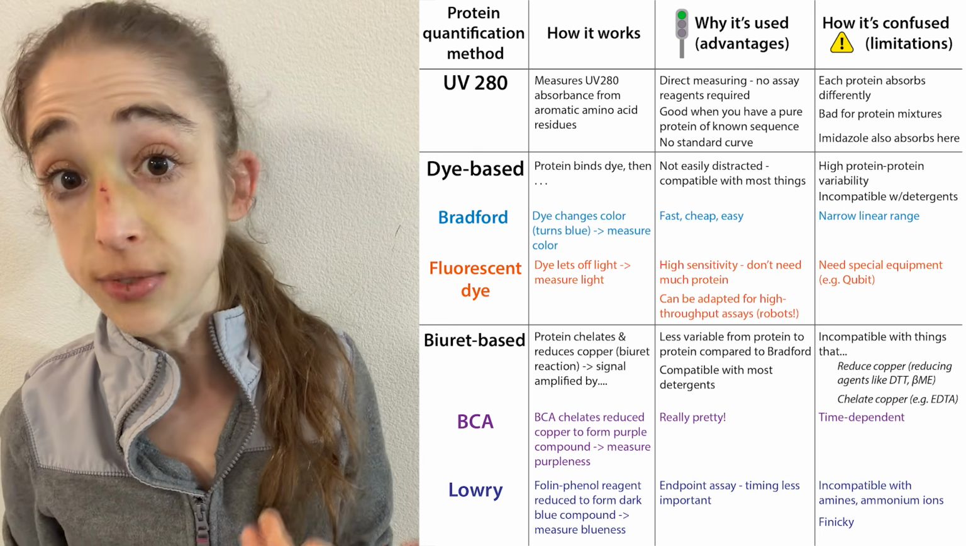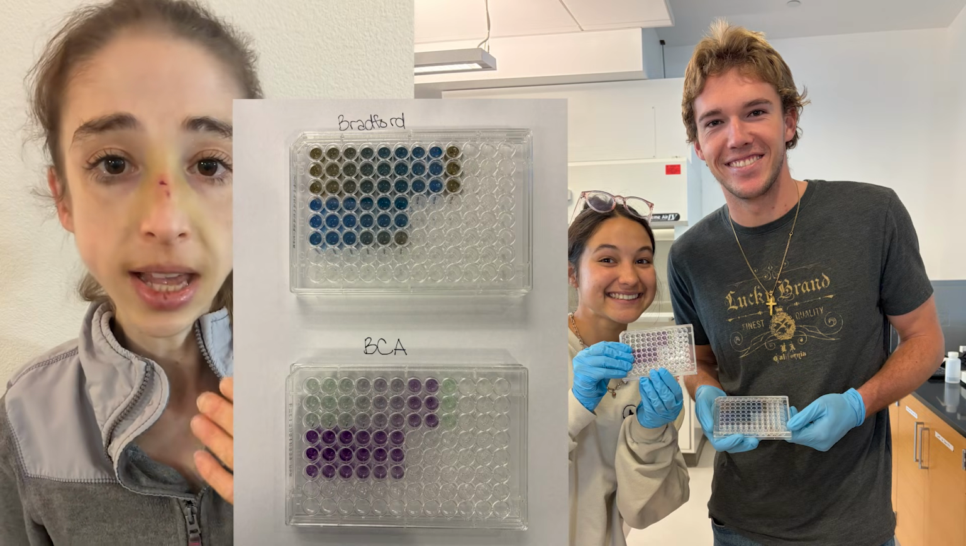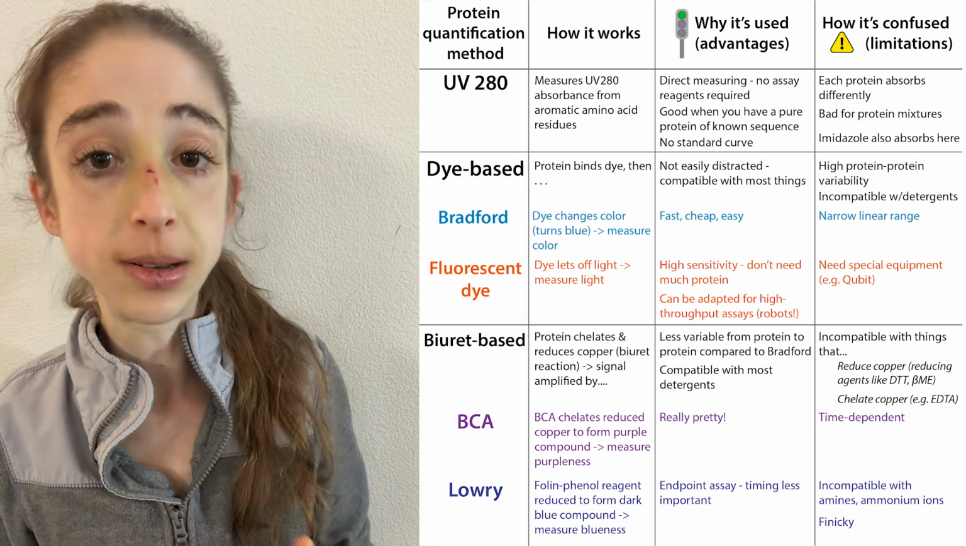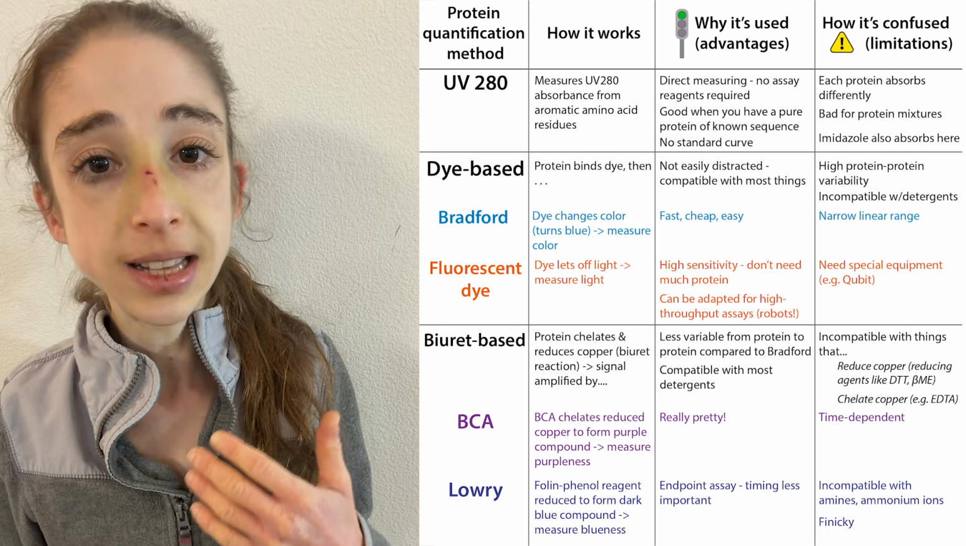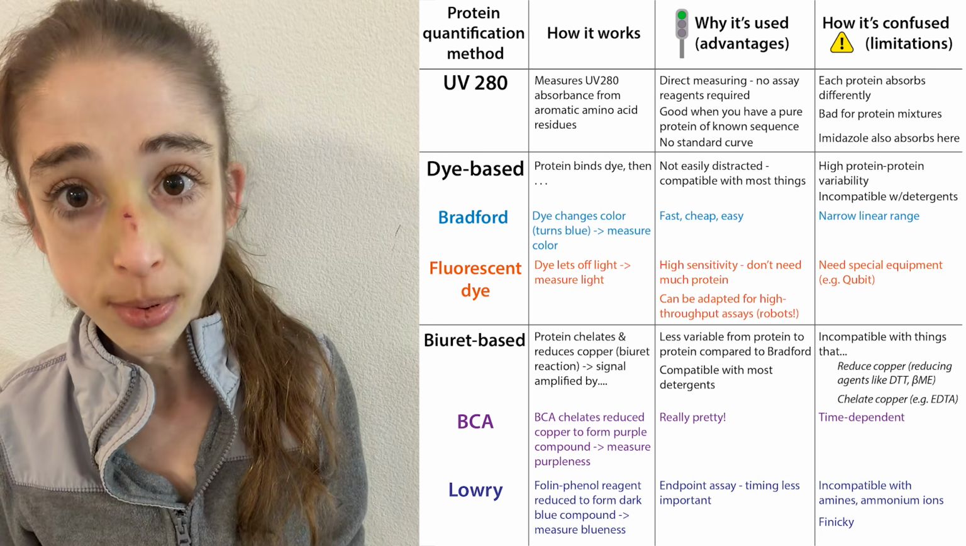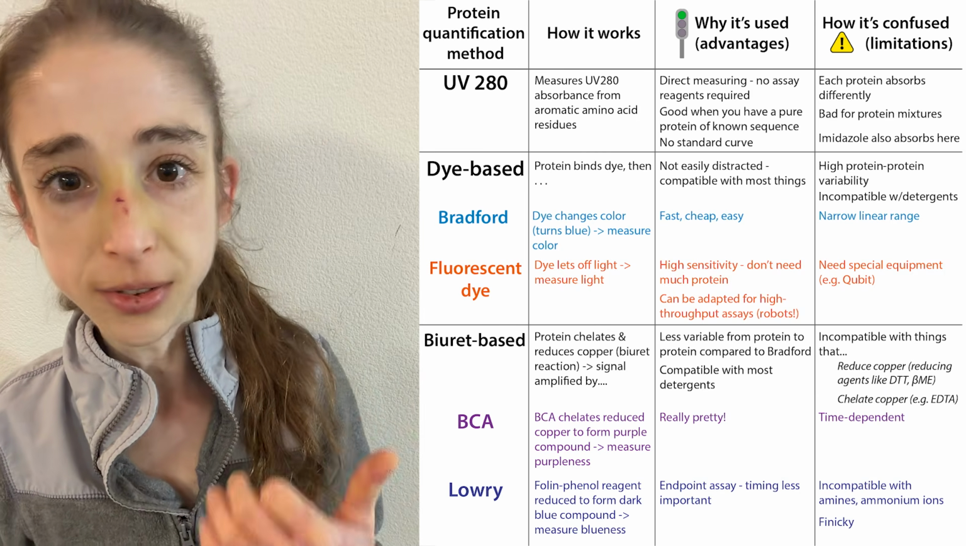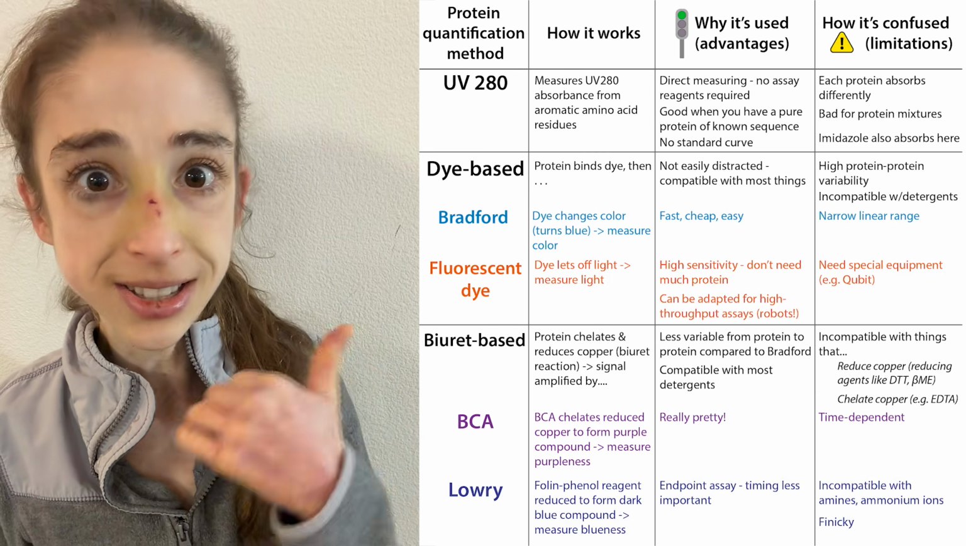And so we actually found a lot better luck with the BCA assay we tried yesterday, and because it's based on the backbone as opposed to side chains, it has less protein to protein variability, but it does take longer than a Bradford assay. And more on other types of protein quantification methods in yesterday's post.